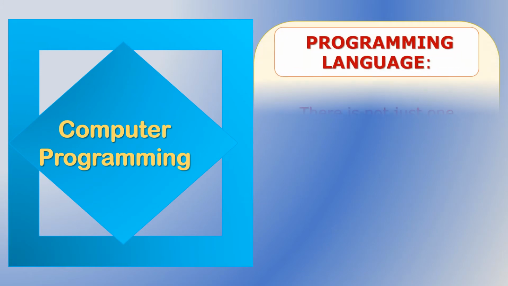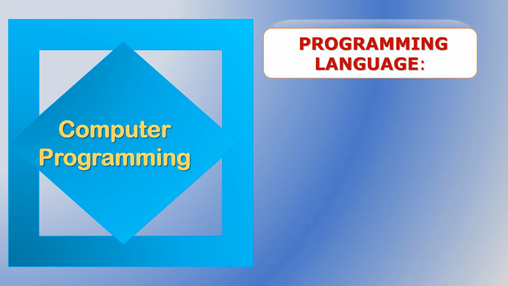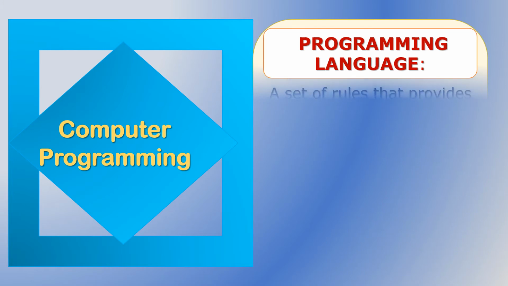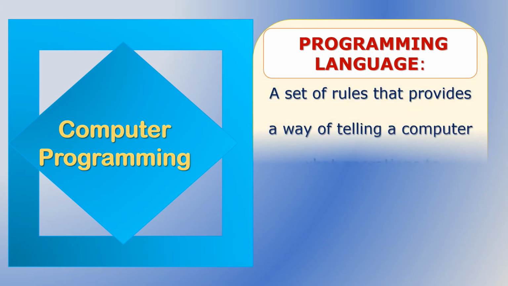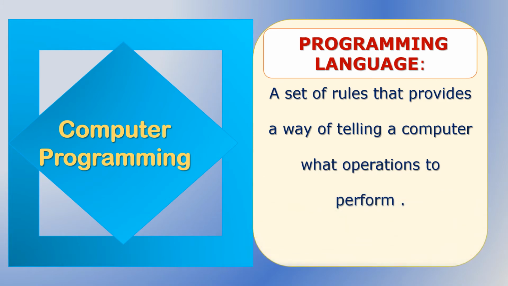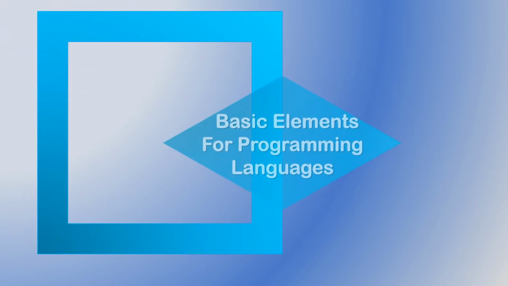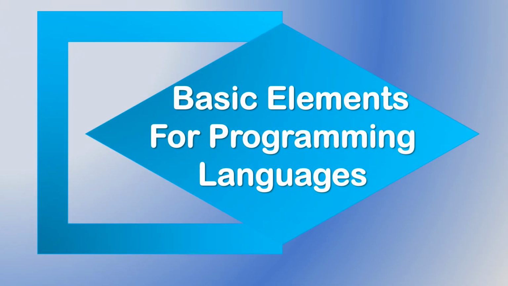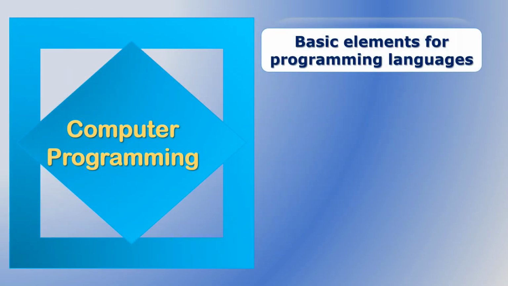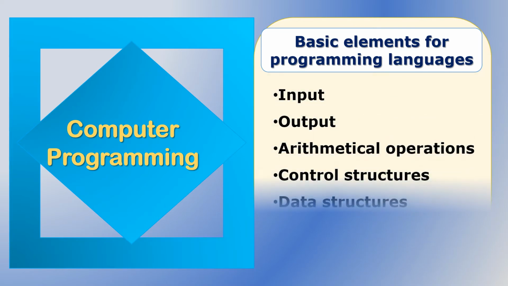There isn't just one programming language. There are many. A programming language is a set of rules that provides a way of telling a computer what operations to perform. Basic elements for computer programming languages are input operations, output operations, arithmetical operations, control structures, and data structures.